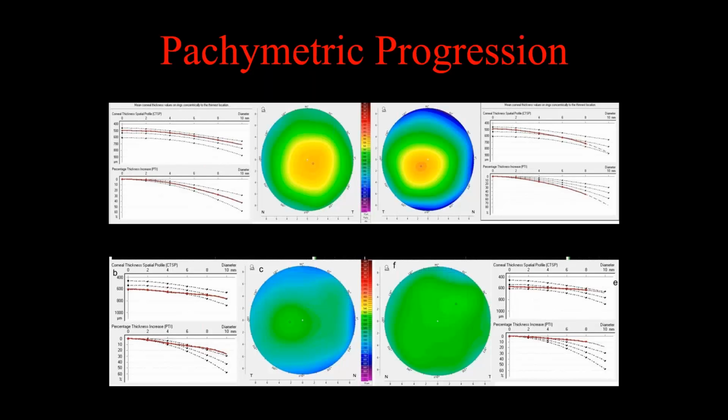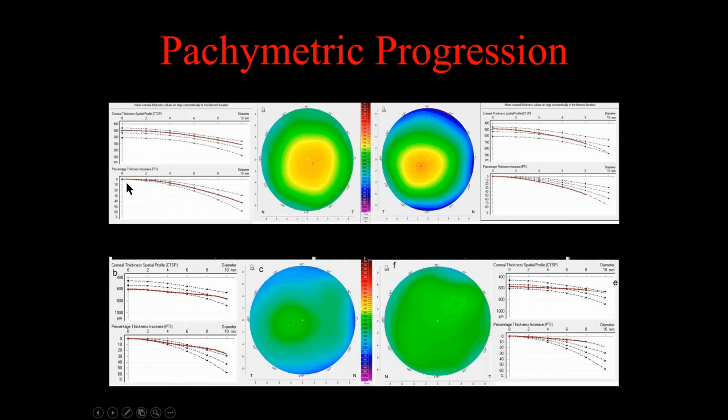The other side of the Belin-Ambrosio display I won't go over tonight because it's not relevant to the ABCD, but those are pachymetric parameters. I'll just give you one example to show you the value of the pachymetric as opposed to just looking at a single number. So this is actually the work done by Renato Ambrosio, but this is his pachymetric progression graphs. The upper one is the corneal thickness spatial profile. The lower one is the percent thickness increase. They actually show you the same thing. They're just different ways of representing it. And I always find that the lower one, the PTI, is much, much easier to interpret.